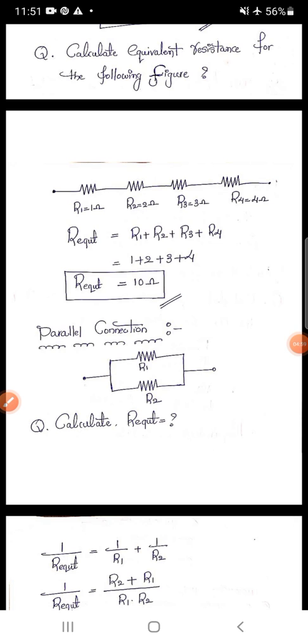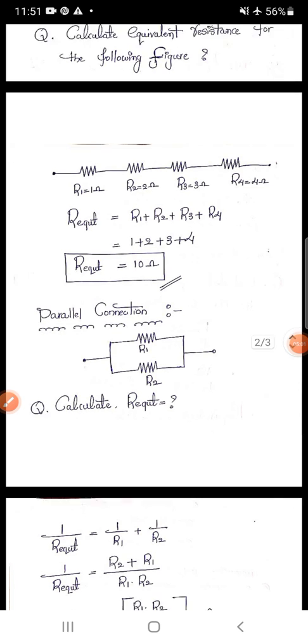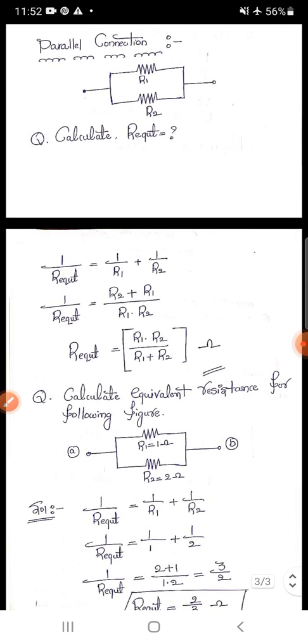I think you are clear. Now coming to the second type of connection, that is parallel connection. Now see here, R1 and R2 are both connected in parallel.